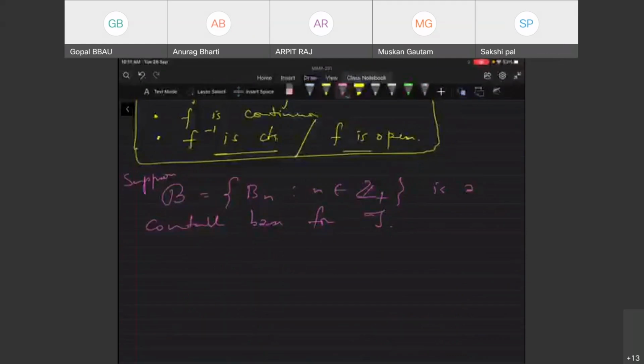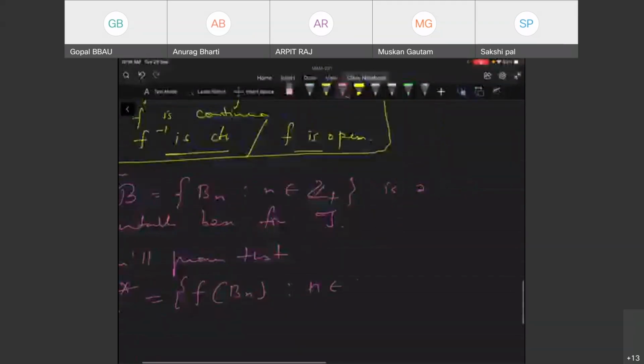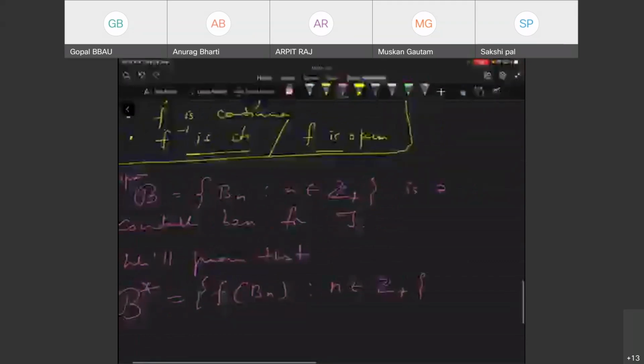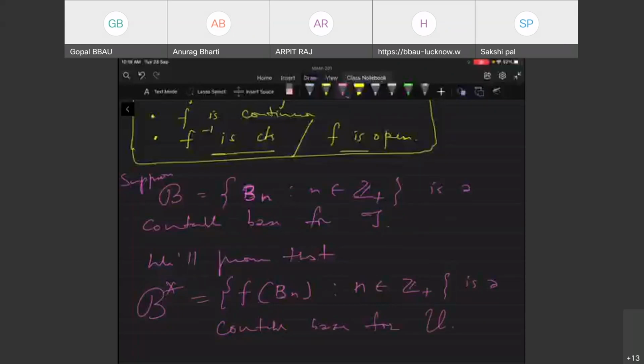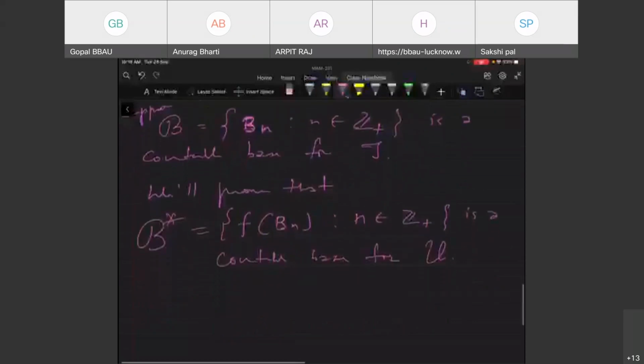But we will prove that. So the collection of f(Bn), and its name is B star, is a countable base. So countable तो ये है ही, क्योंकि आप ये देख रहे हैं ये Bn के इमेजेस हैं, तो काउंटेबल तो ये है। So we have to show this is a base, a countable base for U. Okay, so let us do this.